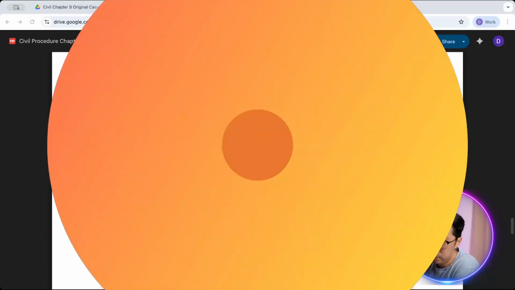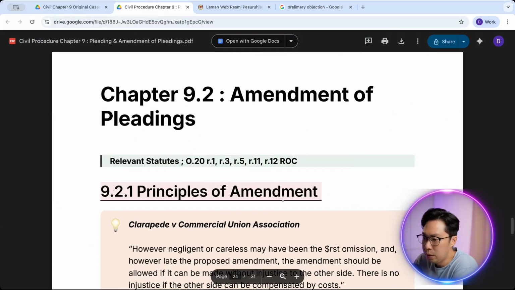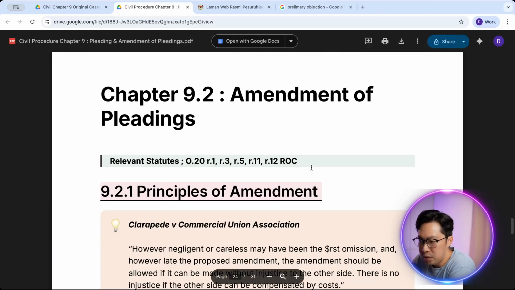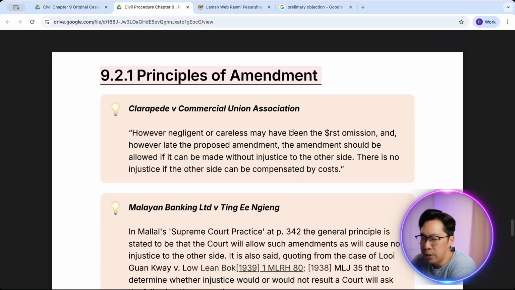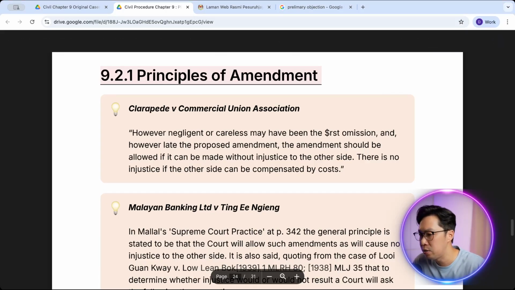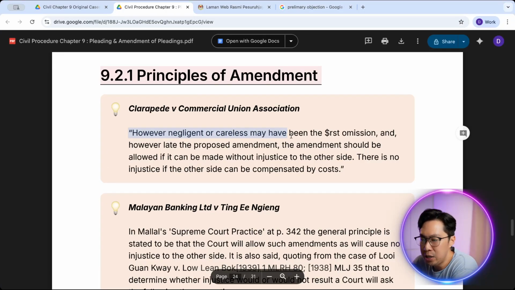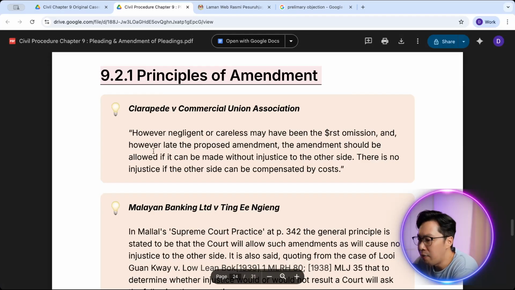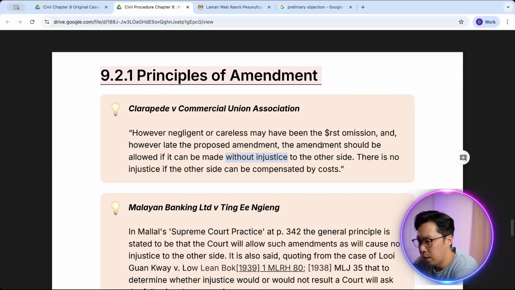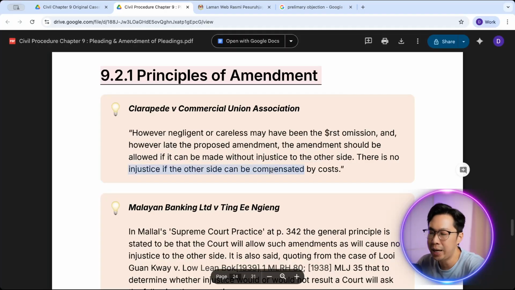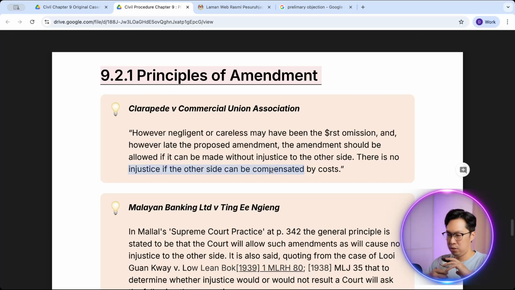Now, let's look at the notes. So, now, let's look at the principles of amendment. The principles of amendment say this. Clarapede and Commercial Union is always your starting point. Clarapede and Commercial Union says, however negligent or careless the first omission may have been, and however late the proposed amendment, it should be allowed if it can be made without injustice. There is no injustice if the other side can be compensated by costs. Costs, your Order 59.